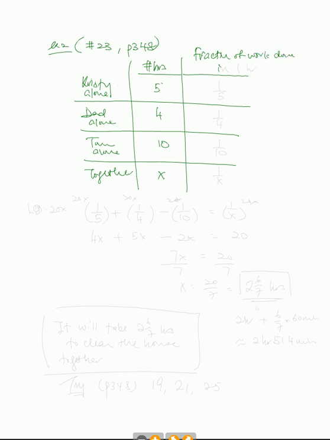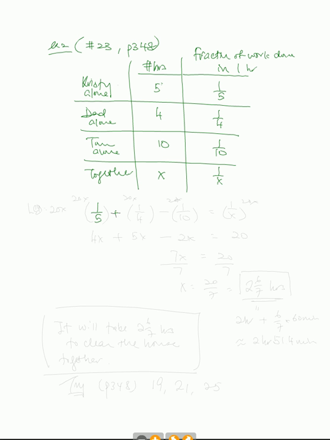Okay, and it's in 1 hour. So Christy can do 5 hours of cleaning, so that means her contribution is 1/5. Dad alone is going to be 1/4, and Tom alone is going to be 1/10, and together is going to be 1 out of X.